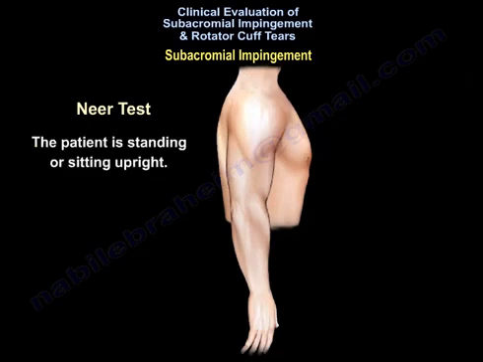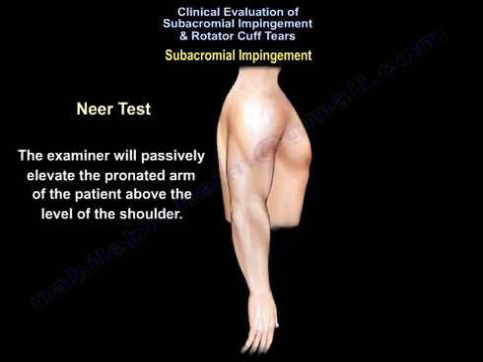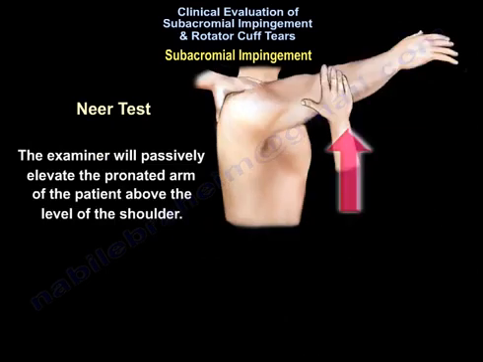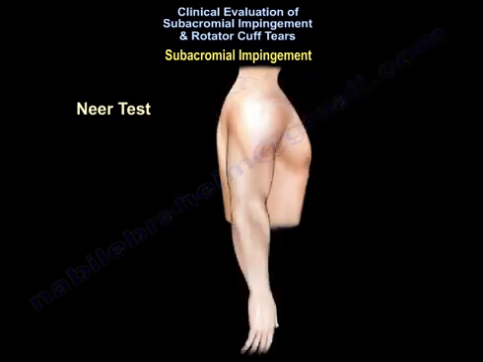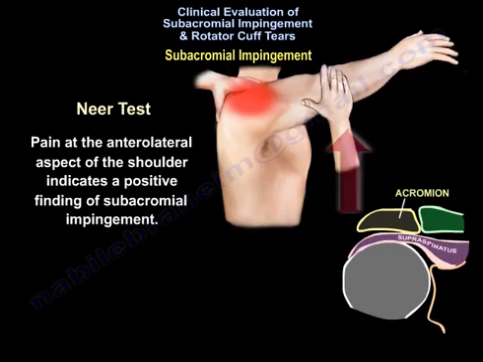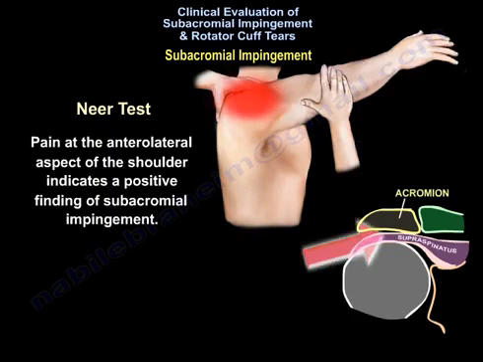Patient is standing or sitting upright. The examiner will passively elevate the pronated arm of the patient above the level of the shoulder. Pain at the anterolateral aspect of the shoulder indicates a positive finding of subacromial impingement.